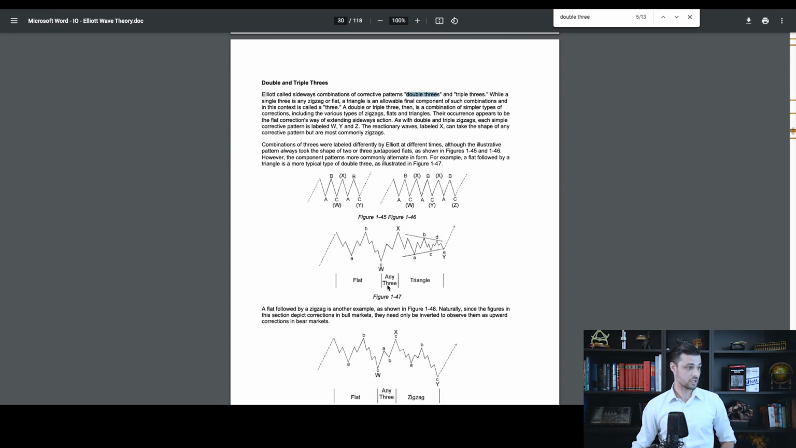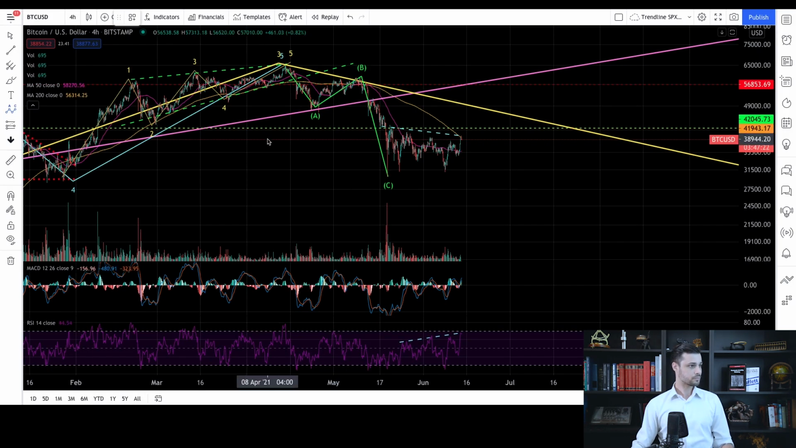And those complex corrections, they look like this. You have sometimes a zigzag, W, X, Y. So it can be a zigzag, flat, triangle. Elliott called it sideways combination of corrective patterns, double threes and triple threes, which is a combination of simpler types of corrections, including the various types of zigzags, flats, and triangles. All right, so this is what we had in GameStop, by the way, 2 months ago.